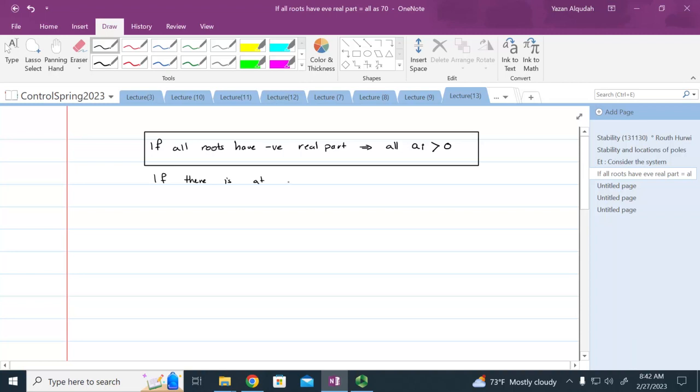So if there is at least one coefficient, one a_i, that is less than or equal to 0, that will mean there is or there are roots on the j omega axis or in the right half plane. Does that make sense, everybody?